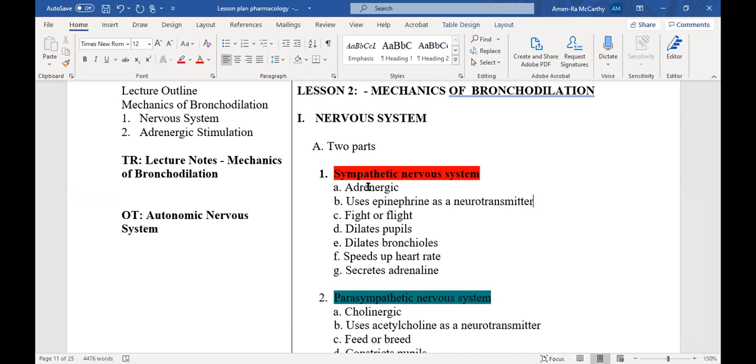All right. The sympathetic nervous system is also known as the adrenergic nervous system, or the adrenergic response, because what is the root word of adrenergic? What do you think the root word is? Adrenaline. And that's exactly what it is. The sympathetic nervous system, AKA adrenergic, right? AKA sympathomimetic. All of those are the same.